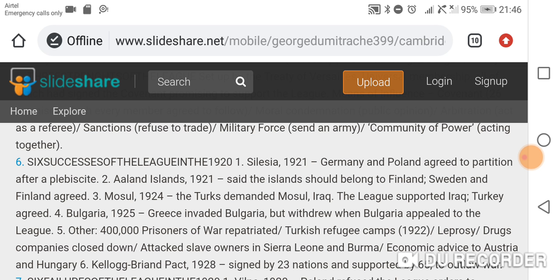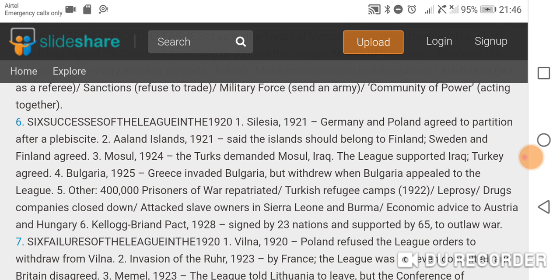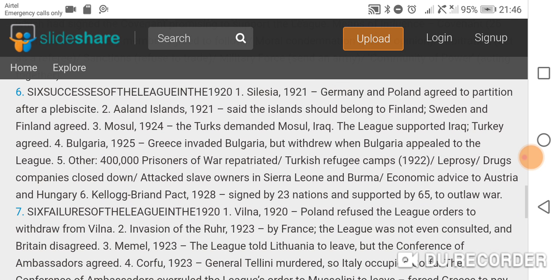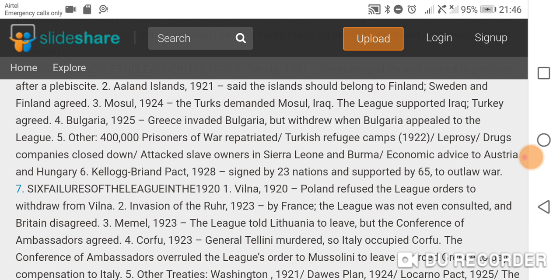And number three, we have Mosul in 1924, where we see the Turks were demanding Mosul in Iraq as theirs. And we find that the League actually supported Iraq, and Turkey did agree with the League eventually. And then number four, we have Bulgaria in 1925, where we see that Greece invaded Bulgaria, but when Bulgaria appealed to the League of Nations, Greece decided to withdraw. Greece withdrew from Bulgaria.